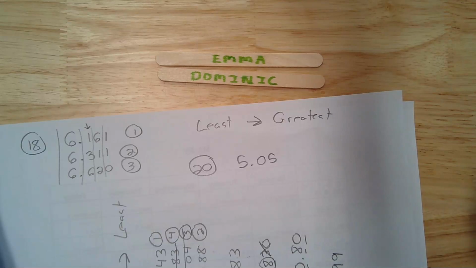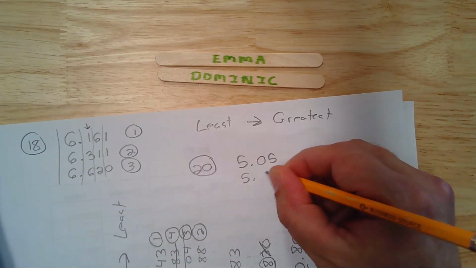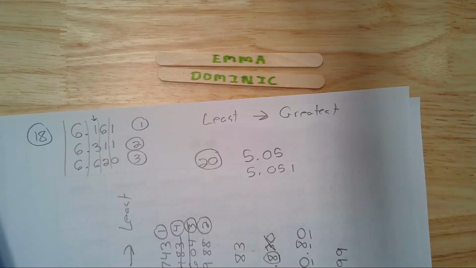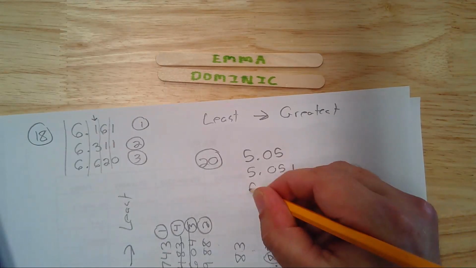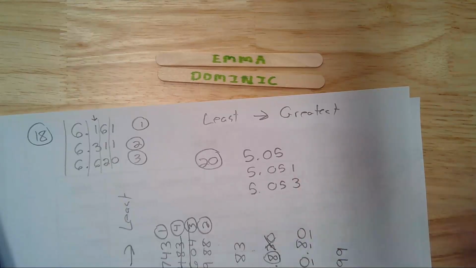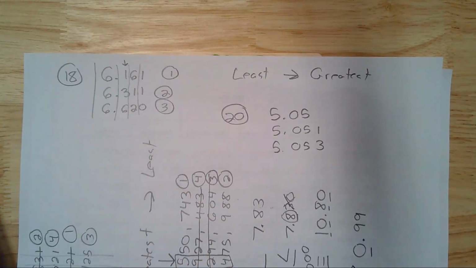5 and 500ths. 5 and 51 thousandths. 5 and 53 thousandths. Least to greatest.